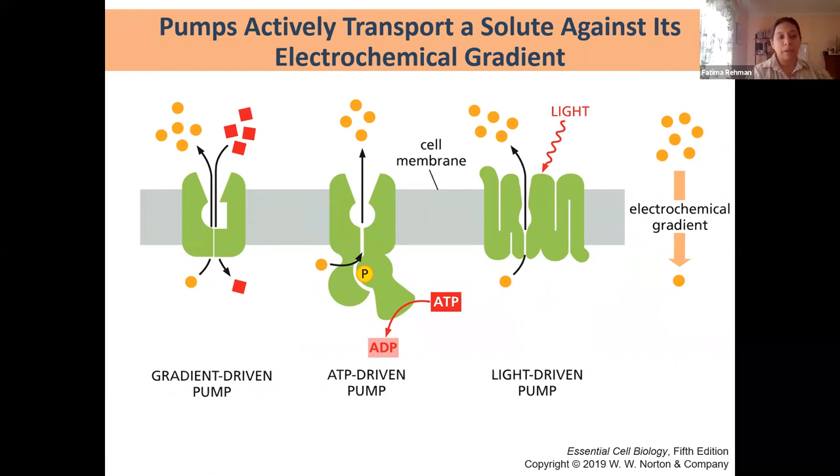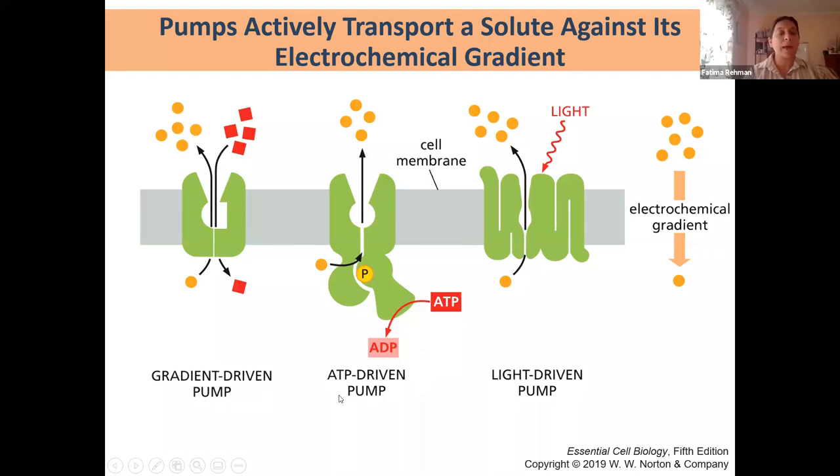One is a gradient-driven pump, which is able to transport two different solutes. One goes in with the gradient, just the way you would expect, from higher concentration to lower concentration, while the second one is going to move against the concentration gradient. In this case, the energy to move against the concentration gradient is provided by the solute that is going in with the concentration gradient. So this is a gradient-driven pump.